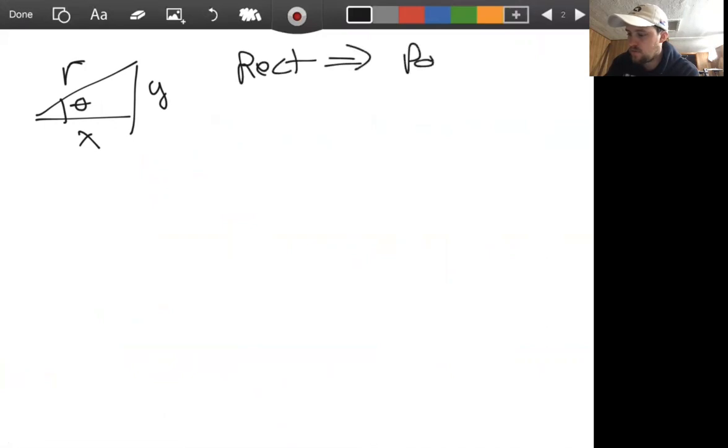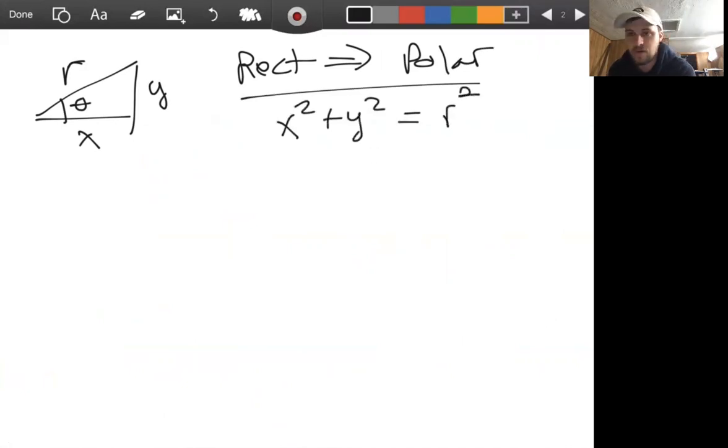What else do we know here? I'll copy our picture quickly. We have x, y, r, and theta, and we are converting from rectangular to polar now. And we learned that x squared plus y squared equals r squared, right? And now, what else do we know? Well, we can take a relationship with y and x and relate it to theta.